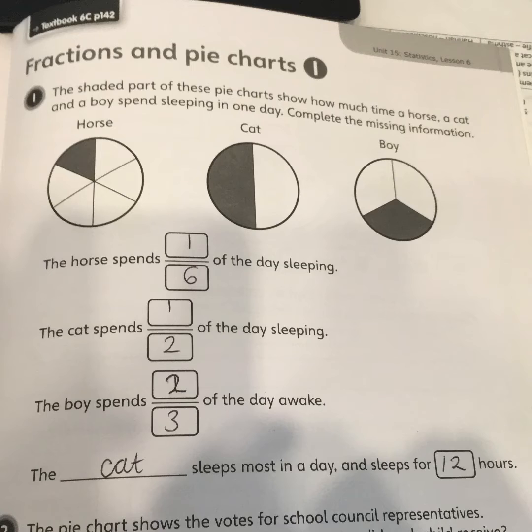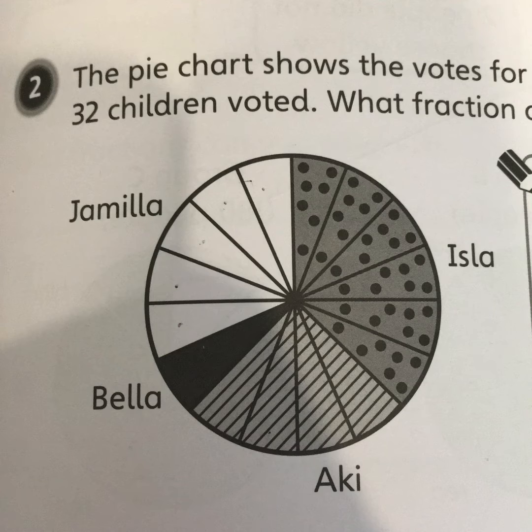Okay, well, the horse, 1/6 of it is coloured in. For the cat, half is coloured in. We can see that nice and easy, so it spends half the day sleeping. For the boy, well, I can see it's cut into thirds, and 1/3 is shaded in, so it means he spends 1/3 asleep, so he spends 2/3 of the day awake. So the cat sleeps the most for 12 hours.